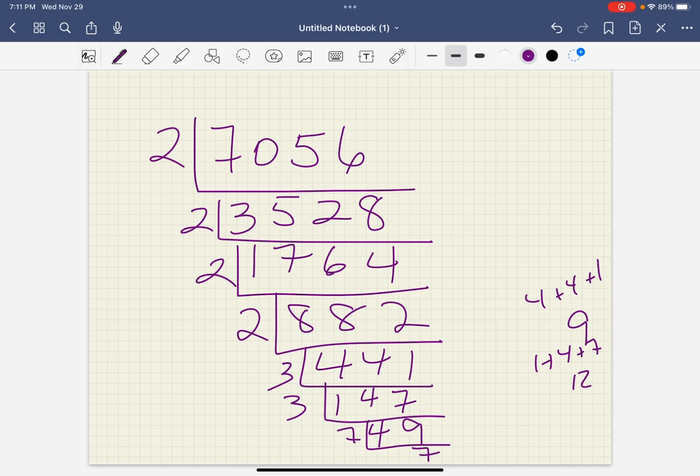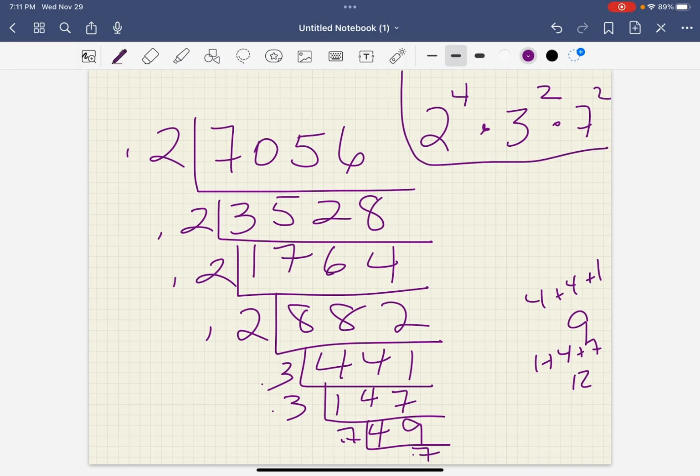So now what we're going to do is count. There's 1, 2, 3, 4 2s, so that's 2 to the fourth, times. There's 2 3s, so that's 3 to the second. And then there's 2 7s, so that's 7 to the second. So now we wrote the product of primes, but we used exponents instead of having to write them all out.